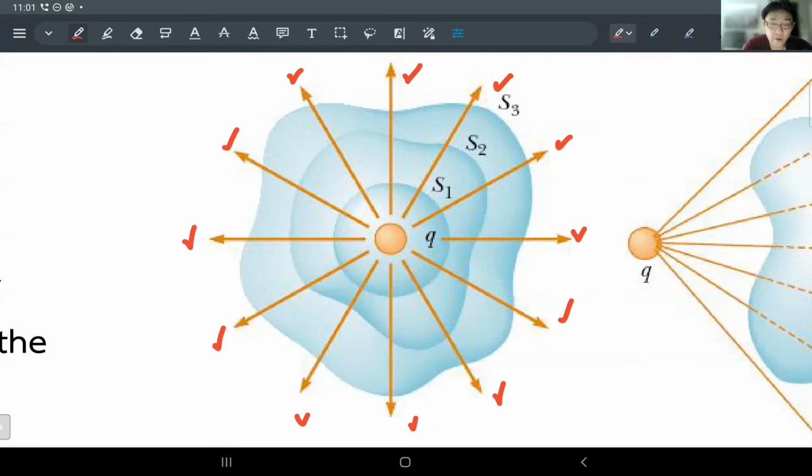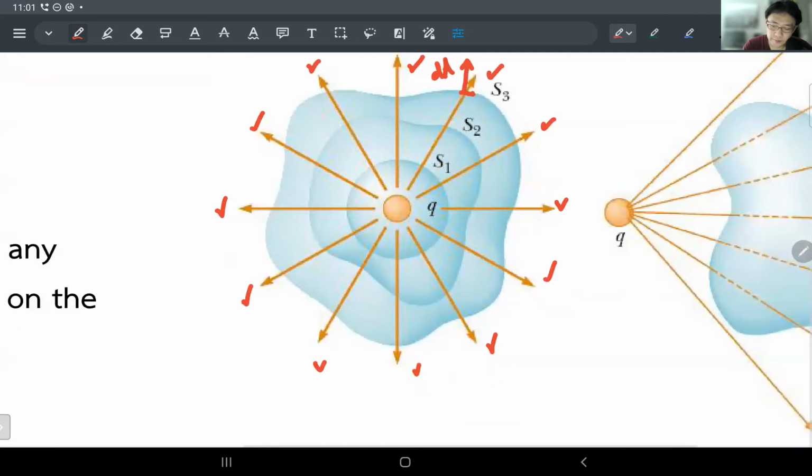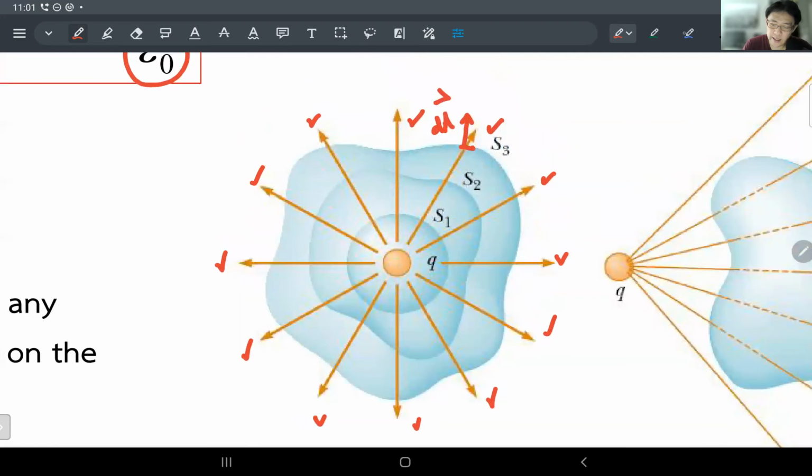With me? Cool. And is this flux positive or negative, guys? You can see that the surface area is pointing in this direction. Let's call it the dA vector. And the electric field vector is going to point in this direction. The angle is less than 90 degrees, so you're going to have a positive flux.